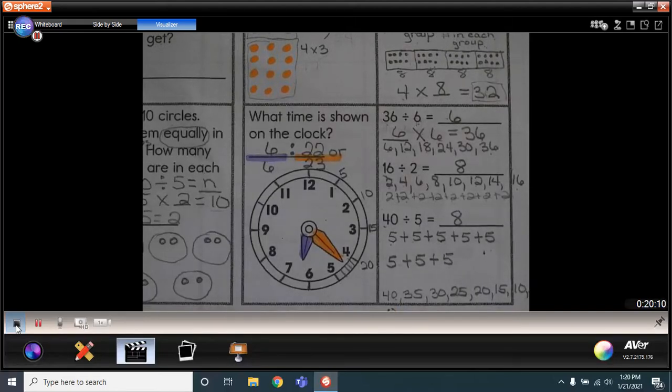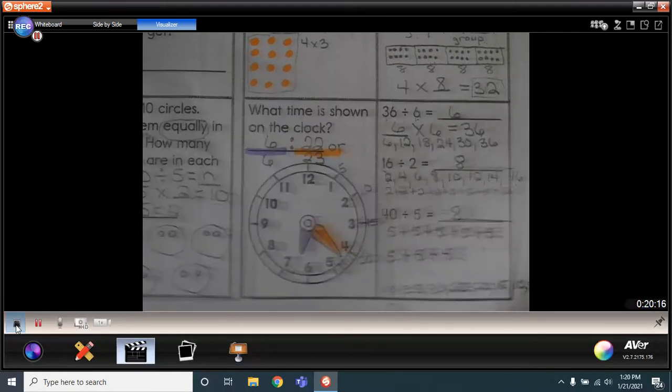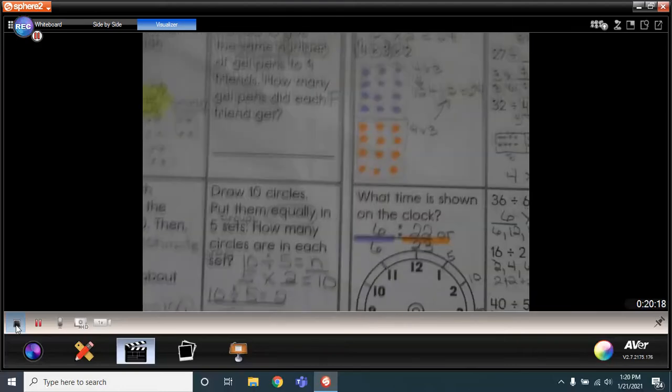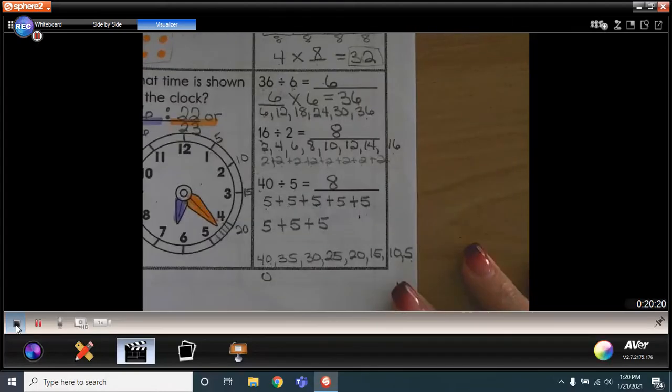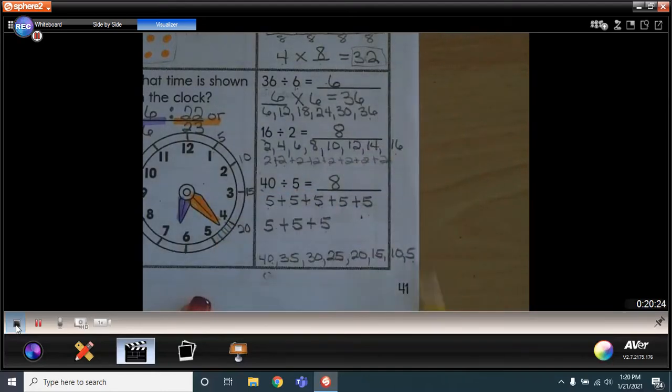So just another way to look at this, counting back by 5s, and you can't quite see the very end. Let me move it, okay? And so finally, once you got to 0, you can count how many groups of 5 you were able to count back by or subtract.